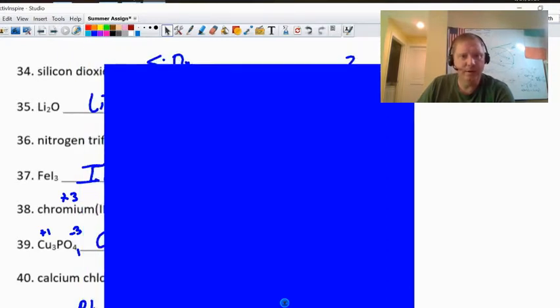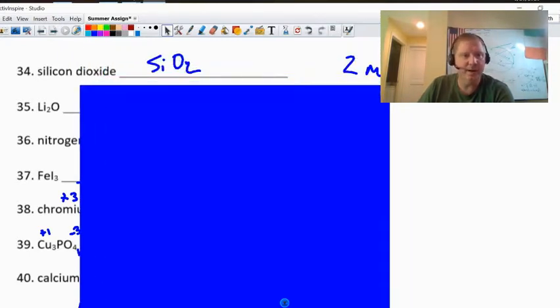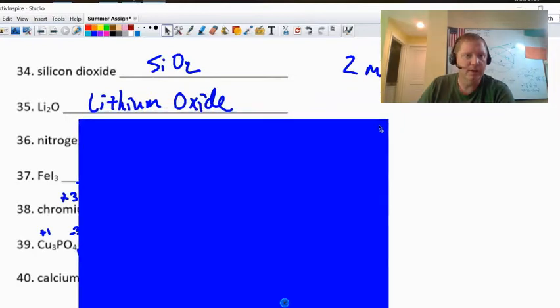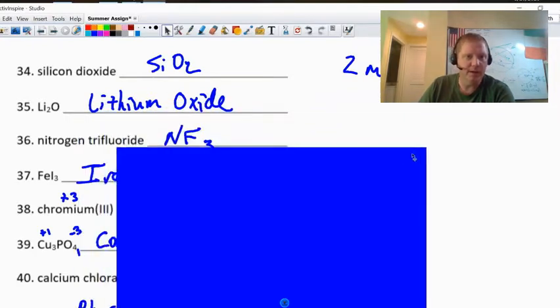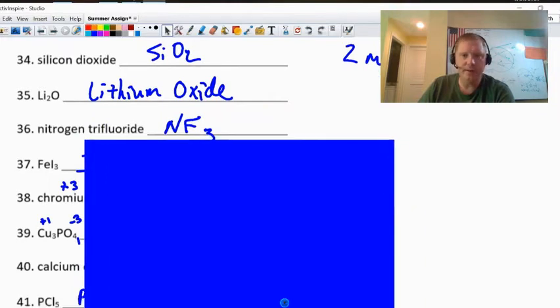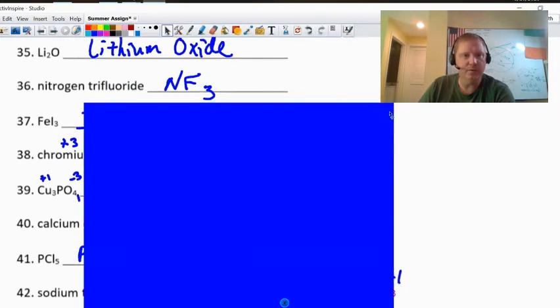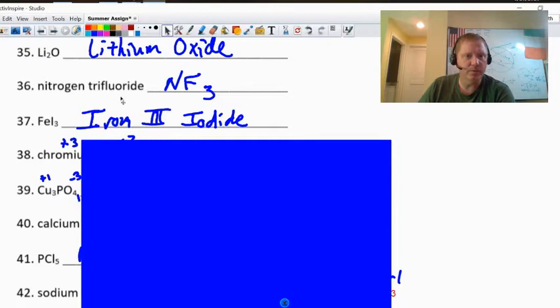And what else do we have here? Silicon dioxide, and that's got a prefix, so it just tells us what to do. Lithium oxide, that's a metal and a non-metal, so no prefixes needed. Nitrogen trifluoride, they used prefixes because this is a molecule, so there's 3 fluorines. Iron and iodine, metal and a non-metal, so we got to use the right naming rules. Iron has to have a Roman numeral to tell us its charge, and I got that charge based off of the charges that are implied there.